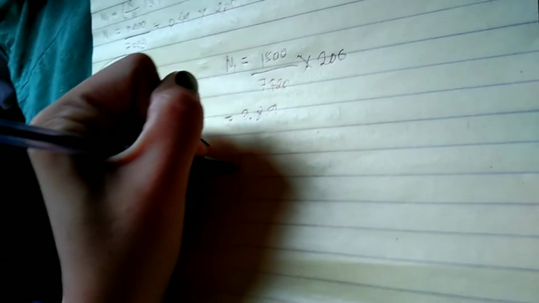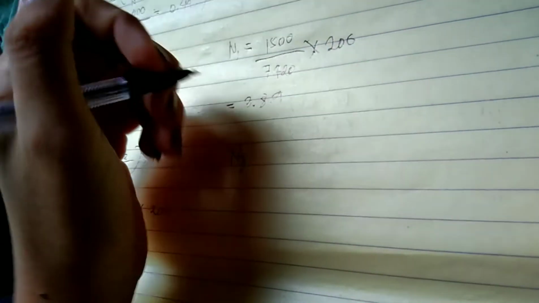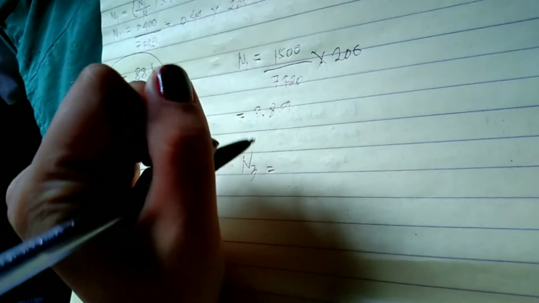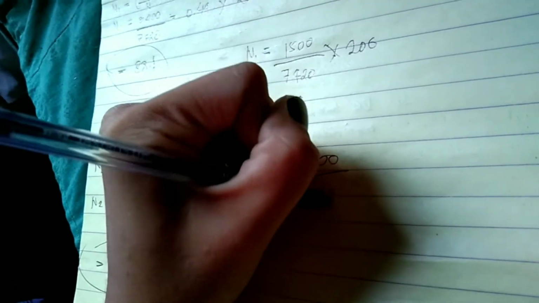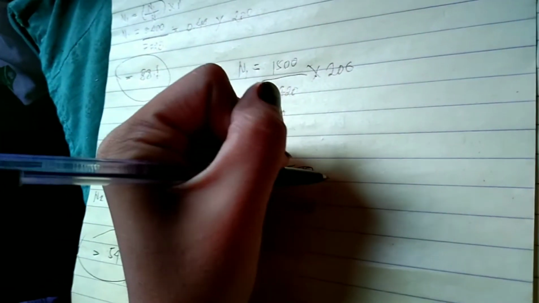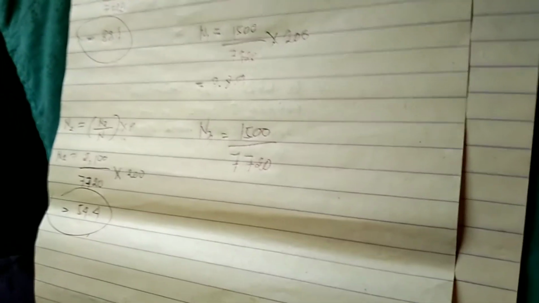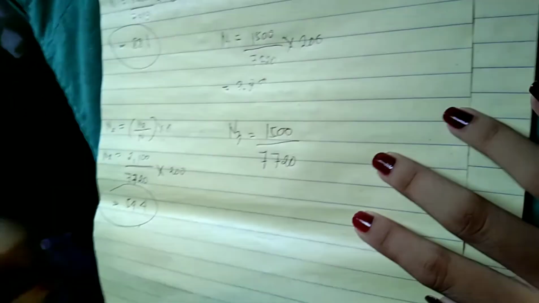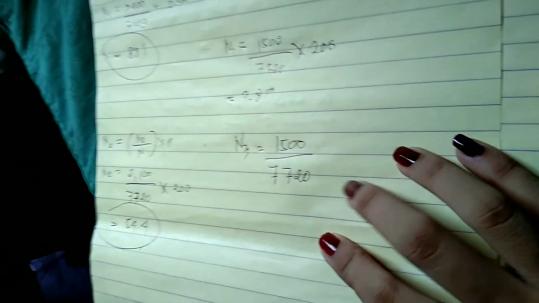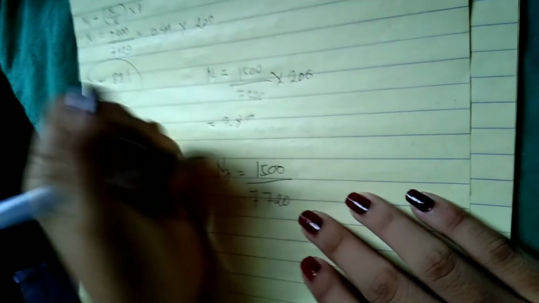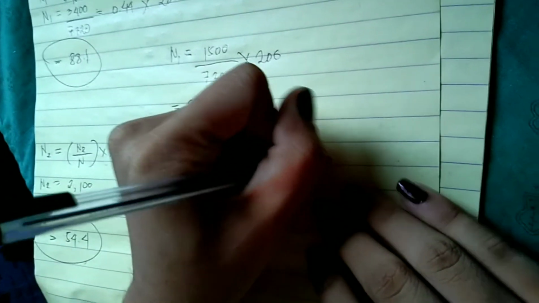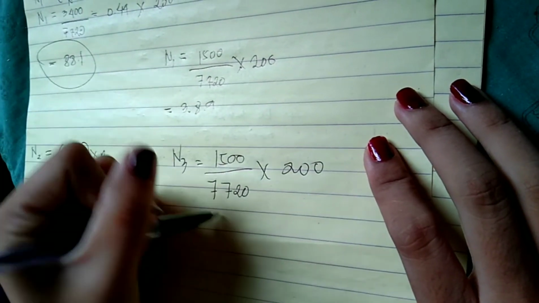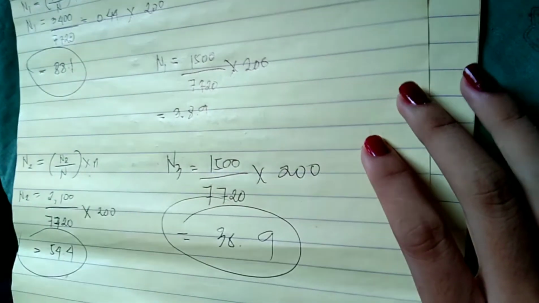Another one is the third year. So N3 is equal to, the given number for the third year is 1,500. Divide it by 7,720 again, so 1,500 divided by 7,720 is equal to 0.19. Then we multiply that 0.19 by 200 as well. So the result is 38.9. So that is the answer.